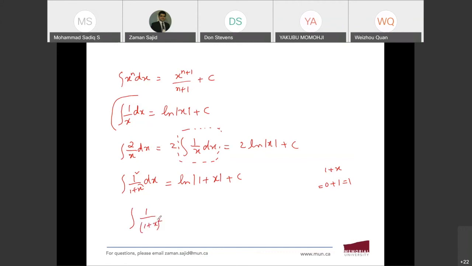Whole power, square or the cube or whatever. How do you solve this, especially when you have the limits from, let's say, 0 to infinity? I'm going to use the next slide, please. Okay.